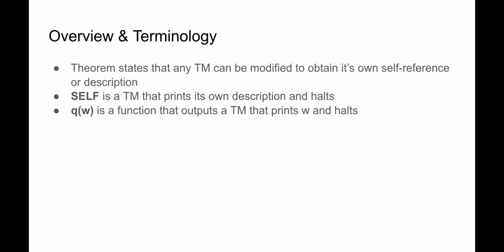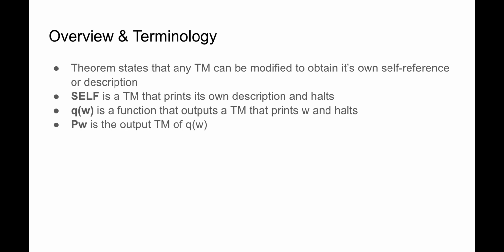So we have the function q, which takes in an input string w and outputs a Turing machine that prints w and halts. And p of w is the notation for the output of q. So if we have p of w, it means it's a Turing machine that prints the string w onto the tape and halts.